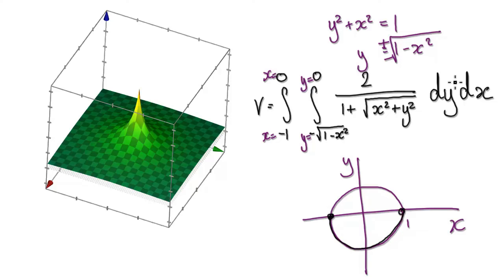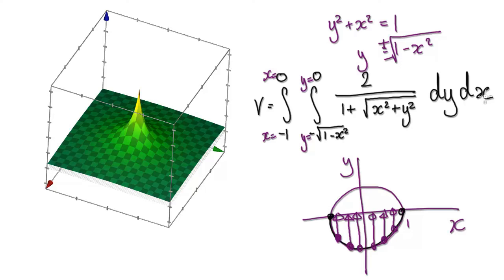So it's saying, looking at this, moving in the y direction, moving parallel to the y axis, it's saying move from the bottom semicircle to y equals 0. So it's saying move from the bottom of this circle to y equals 0.